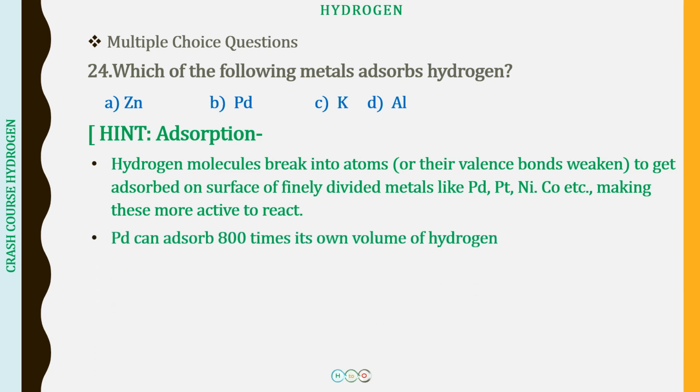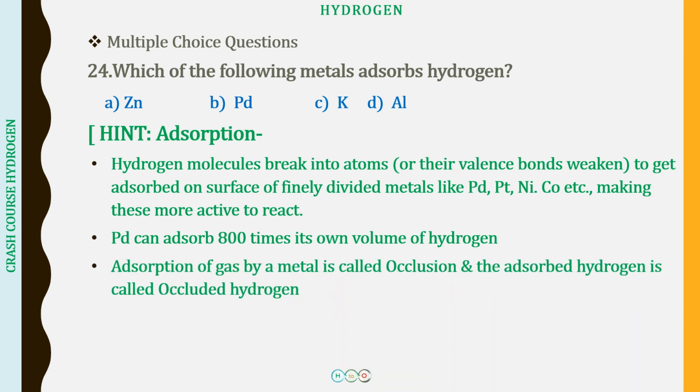Now, the next, palladium, please do remember, can absorb 800 times its own volume of hydrogen. Adsorption of gas by a metal is called occlusion, and the adsorbed hydrogen is called occluded hydrogen. And the reactivity of occluded hydrogen is greater than the reactivity of molecular hydrogen. But the reactivity of occluded hydrogen is going to be less than atomic and nascent hydrogen. So if somebody asks you the order for the reactivity of the four types of hydrogen, atomic hydrogen is going to be the most reactive, then nascent hydrogen, then occluded, and last of all is going to be molecular hydrogen.